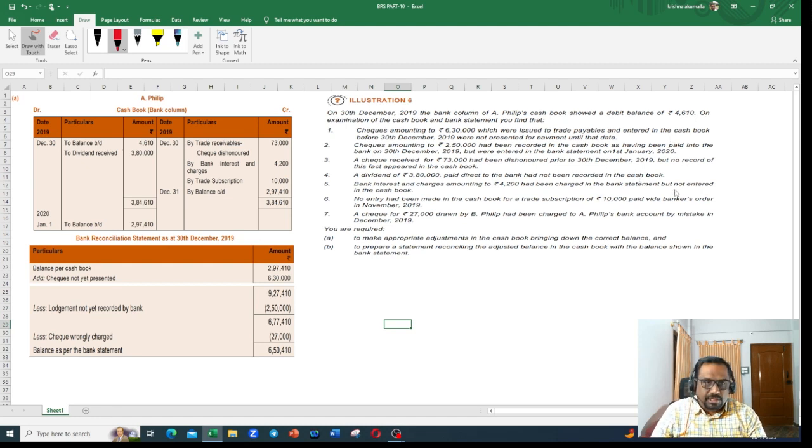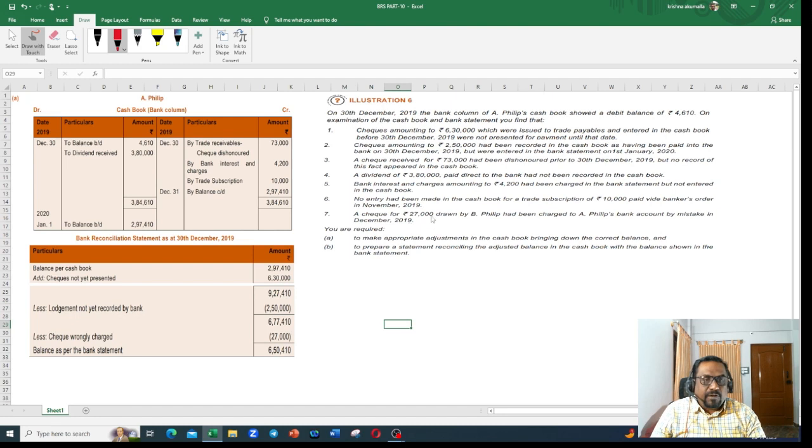This is an omission. Next, bank interest and charges amounting to 4,200 had been charged in the bank statement but not entered in the cash book. This is also an omission. Next, no entry had been made in the cash book for a trade subscription of 10,000 paid by a banker's order in November 2019. No entry had been made in the cash book. That means this is also an omission.